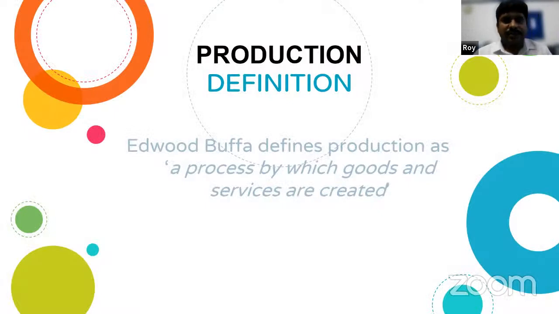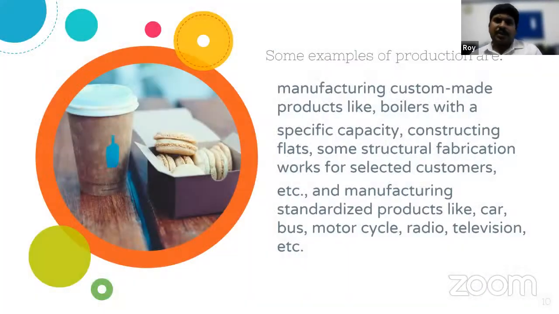If you take what is production, Edward defines production as a process by which goods and services are created. Now, some examples of production: manufacturing custom-made products like boilers with a specific capacity, constructing flats, some structural fabrication works for selected customers, and manufacturing standardized products like cars, buses, motorcycles, radio, television, etc. All these things are examples of production. I need not give more examples on this.